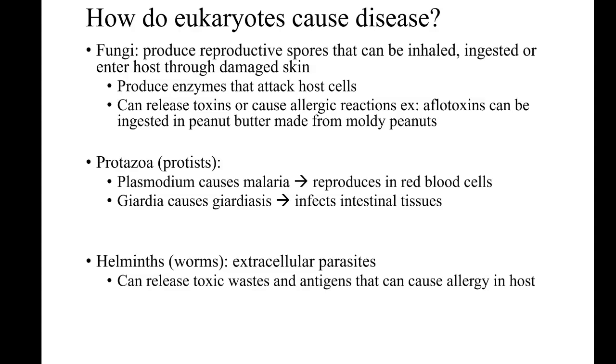We also talked about protozoans, so Plasmodium, which reproduces in red blood cells, Giardia, which causes giardiasis, that affects intestinal tissues. And then we also talked about those helminths, those worms. They can release toxic wastes and antigens that can cause some issues like allergies in hosts.